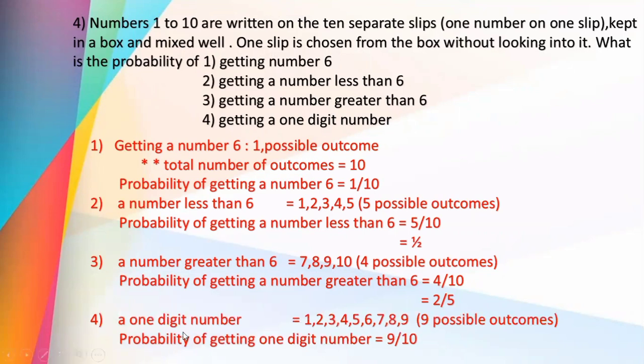Next, a 1-digit number. 1-digit number means we can exclude 10. Rest all numbers we can take. 10 is a 2-digit number, so we exclude 10. So 1, 2, 3, 4, 5, 6, 7, 8, 9. 9 possible outcomes. Then probability of getting a 1-digit number: 9 divided by total number of outcomes 10. 9 divided by 10 is the answer. Hope it is clear.